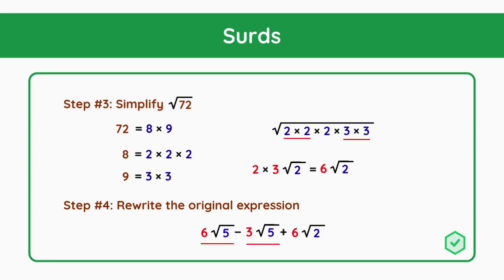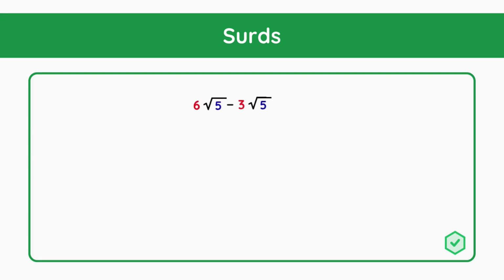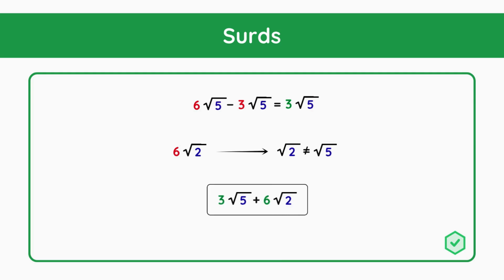We can subtract these. 6 square root of 5 minus 3 square root of 5 equals 3 square root of 5. However, our third term is 6 square root of 2. Since square root of 2 is not the same as square root of 5, we cannot combine it with the others. It must stay separate. So our final fully simplified answer is 3 square root of 5 plus 6 square root of 2.